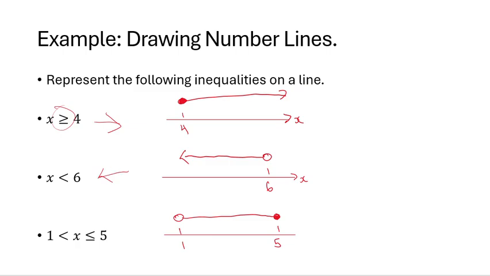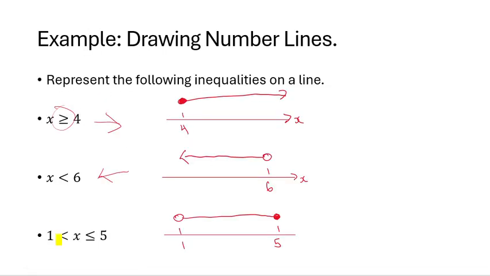Now this one, the arrow is going towards the left. So I'm going to mark where 6 is. I'm going to draw an open circle and my line's going to go towards the left. Now in the final one over here, 1 is less than x, but x is less than or equal to 5. So bigger than 1, not including 1, but less than 5, but it could include 5. So you just mark where 1 and 5 are, draw the circles depending on the inequality.